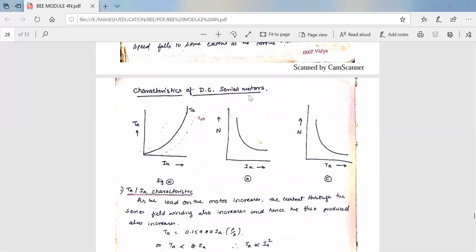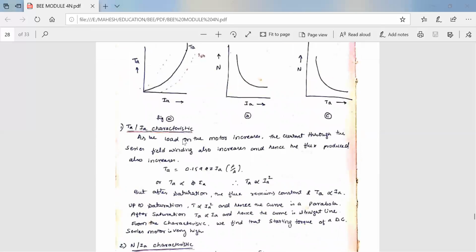Next one is the DC series motor. The first figure indicates the variation of armature torque with respect to Ia, the second one the variation of speed with respect to Ia, and the third one the variation of speed with respect to Ta. We'll go with the first one. As the load on the motor increases, the current through the series field winding also increases, and hence the flux produced also increases. Whenever there is a change in the load, the current also increases because the winding is connected in series with the motor.